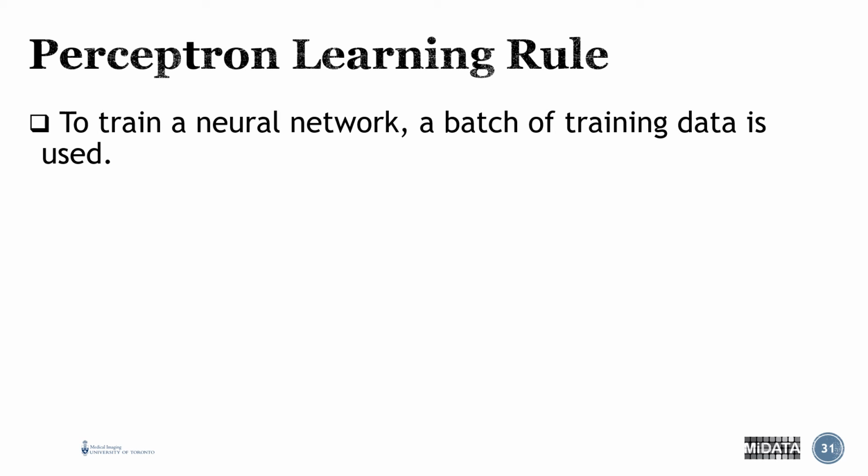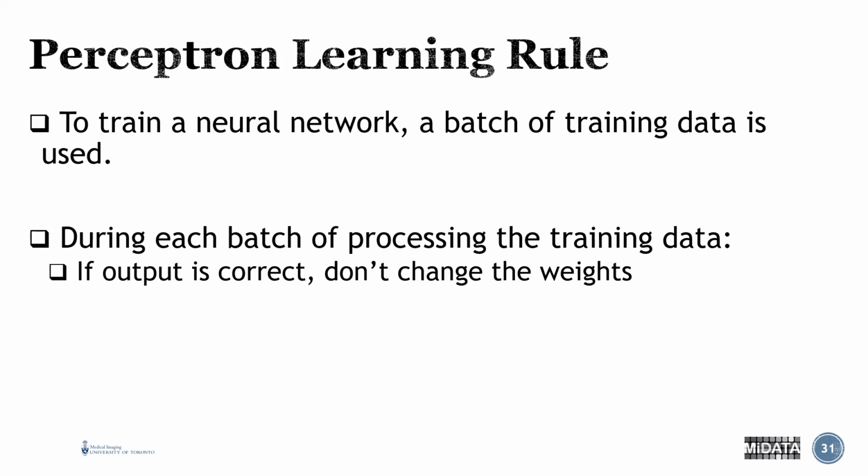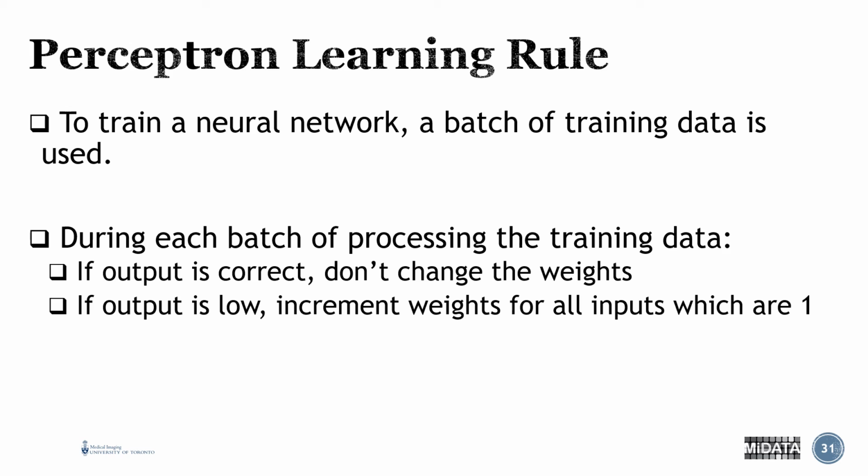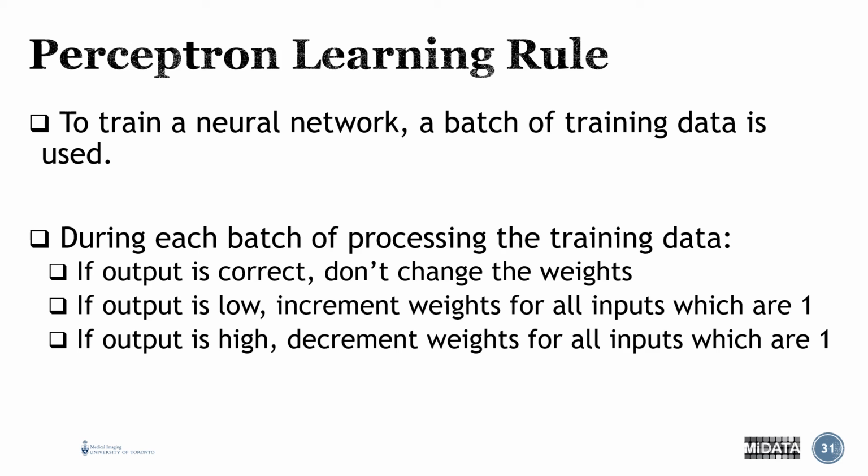Another aspect of learning is with the Perceptron learning rule. So in order to train a neural network, a batch of training data is used, of course. Now, during each batch of processing of the training data, if the output is correct, we don't change any of the weights because it was correct, it's right. However, if the output is low, we increment the weights, so we adjust the weights for all inputs which are 1. If the output is high, which is just literally the other direction, we decrement or adjust down the weights for all inputs which are 1.